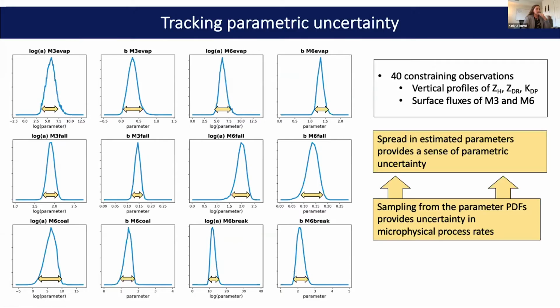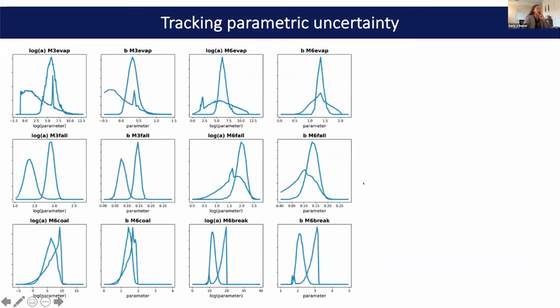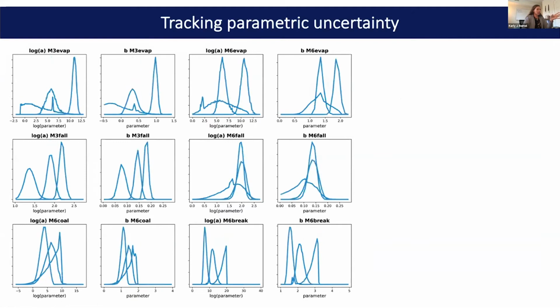But the question now that we should be asking is, is the solution that I just showed you universal? Or if we use a new set of 40 constraining observations, do we get a different set of parameter ranges? So we went ahead and tested this. I'm going to loop forward. This is for constraining with a new set of 40 observations, and then once again for another set of 40 observations. So each PDF within these plots is one of those cases with a new set of observations.